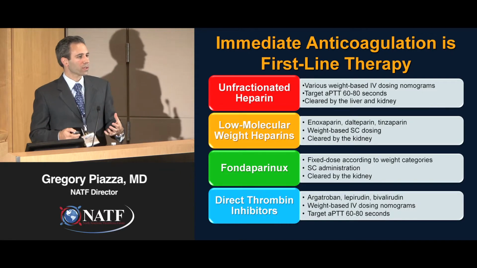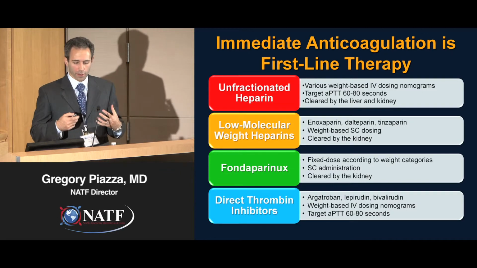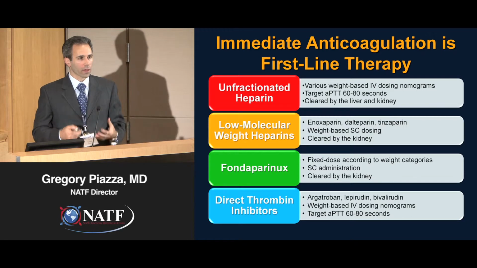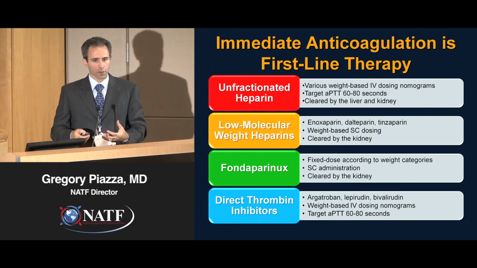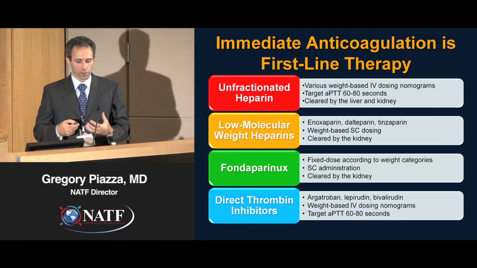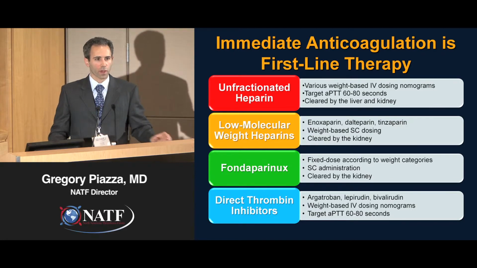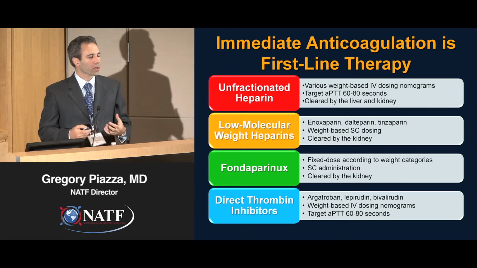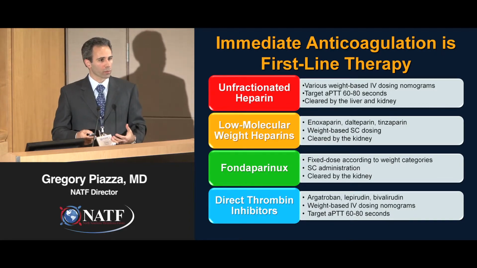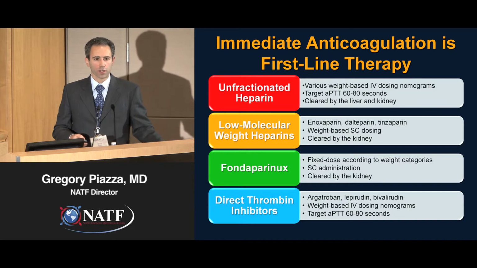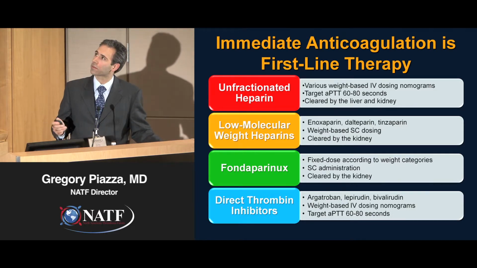So once we get patients through the acute event, we have to anticoagulate. We have to thin the blood so that the remainder of the blood clot can be dissolved. We have options of unfractionated heparin, low molecular weight heparins, which are given through injection, fondaparinux, another blood thinner given through injection, or something called direct thrombin inhibitors.